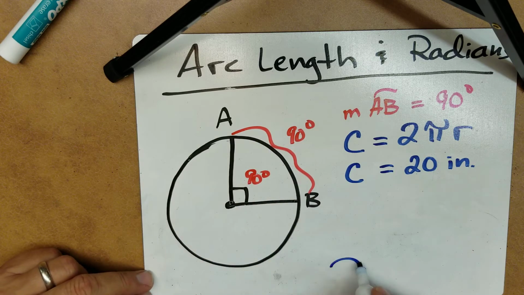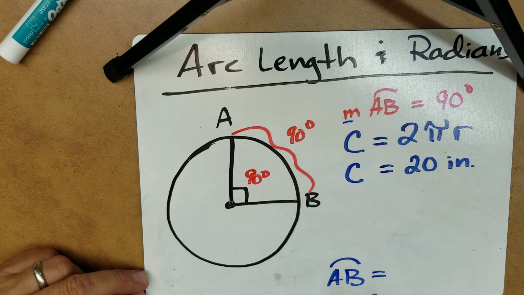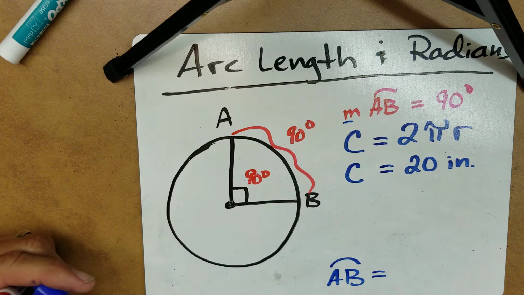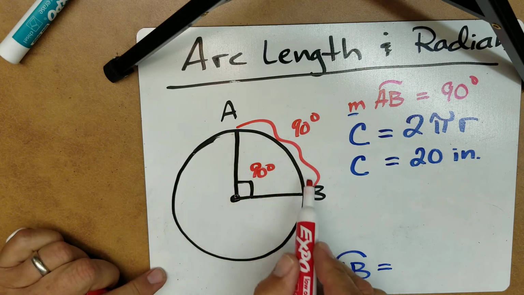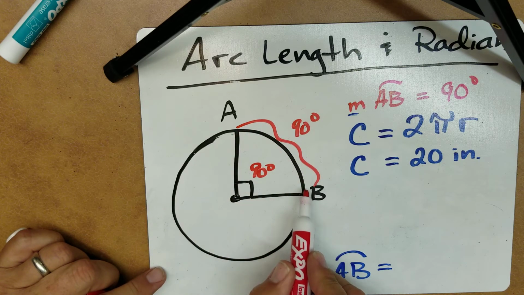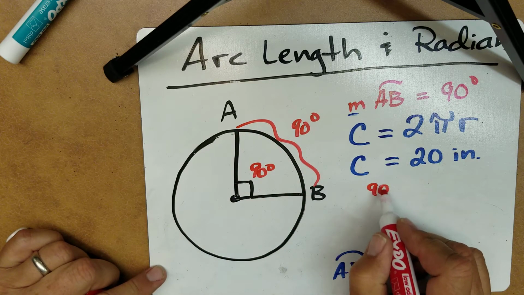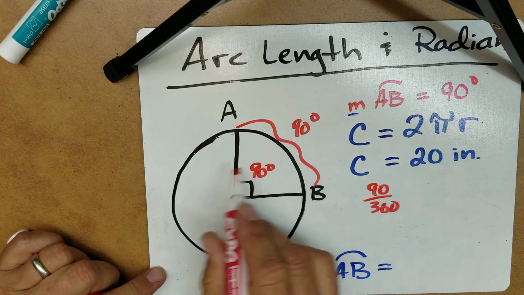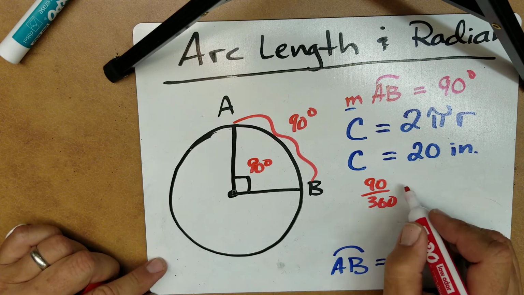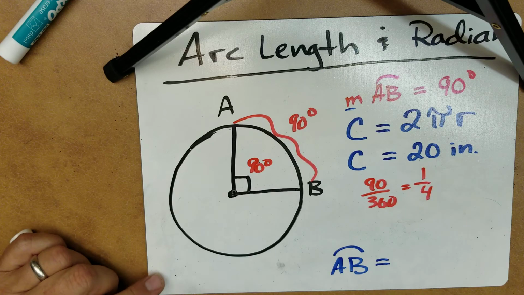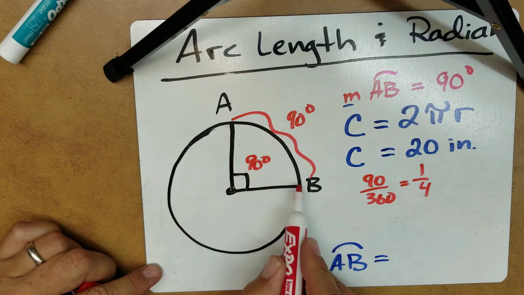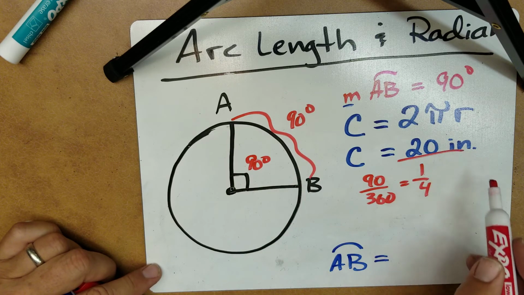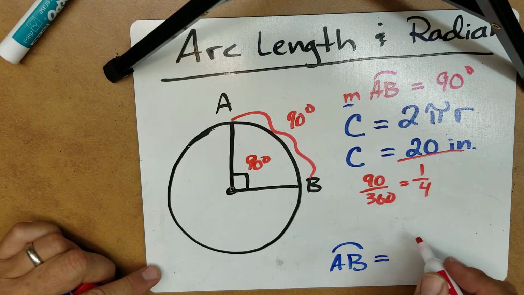All right, well, now I'm just going to put arc AB. It doesn't have the M, that's the measure. This is the arc length. Well, think about that for 1 second. Isn't it true that arc AB is 90 degrees, which is 90 out of the 360 degrees in a circle? And 90 out of 360, that's 1/4. So really, don't I really just need 1/4 of the circumference? Well, yeah.